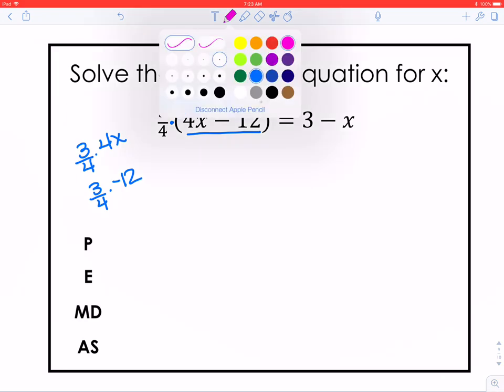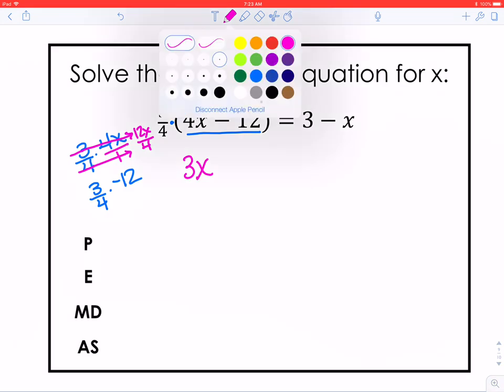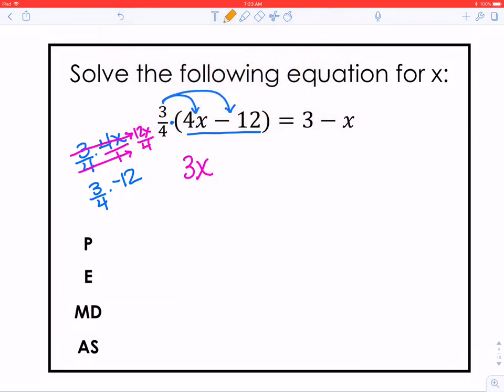So this is actually 4x over an understood 1. If you want to look at that as a fraction, keep your levels straight. 3 times 4 would give us 12x. 4 times 1 would be 4. And 12 divided by 4 would be 3x. Okay, let's do the same thing with 3/4 times negative 12. This is negative 12 over an understood 1. So 3 times negative 12 is a negative 36. 4 times 1 is 4. And negative 36 divided by 4 is a negative 9. Okay, so that side, the left side, is cleaned up. We haven't done anything to the right side.